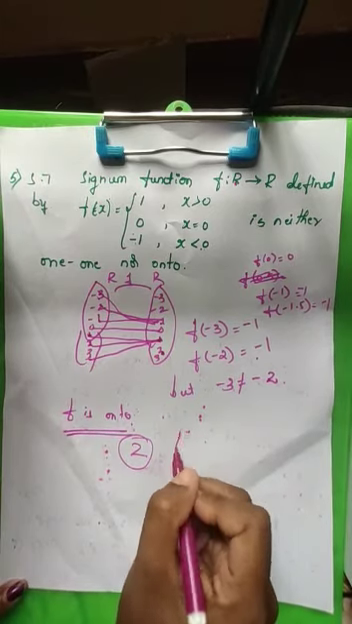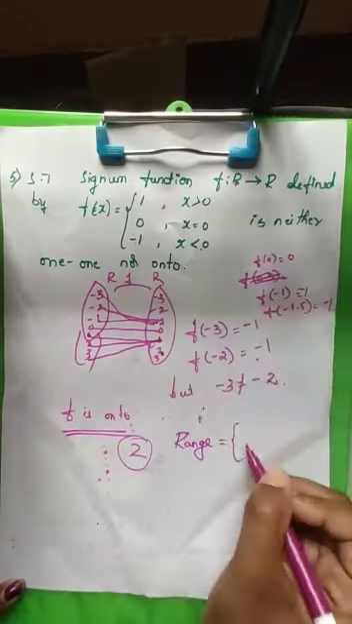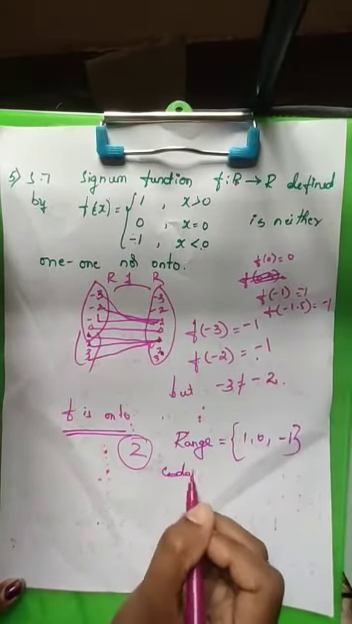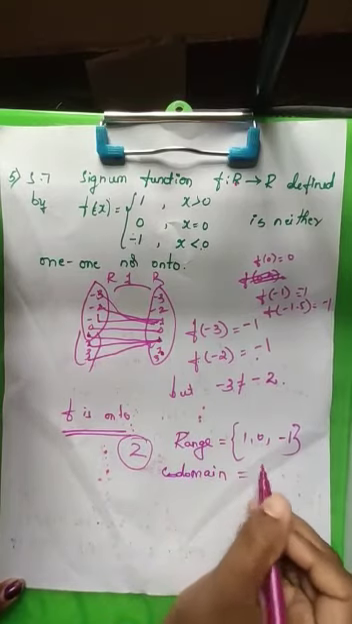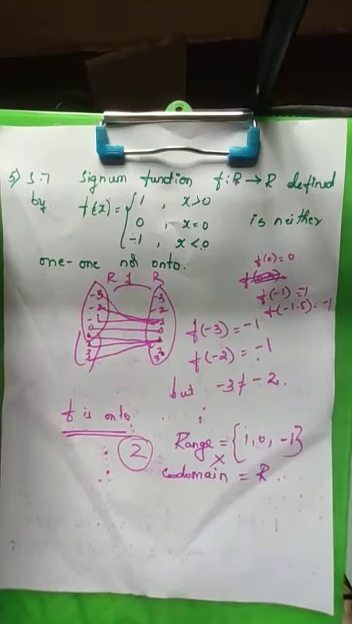Or you can say, what is the range over here? What are the answers you are getting as images? 1, 0, minus 1. But what is the codomain? Codomain is the set of real numbers in this particular function. Are these two equal? No. That's why the given function is not onto.